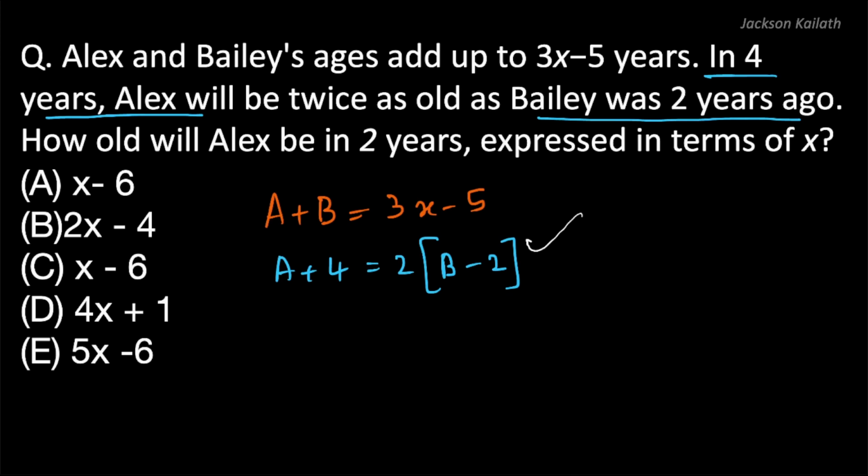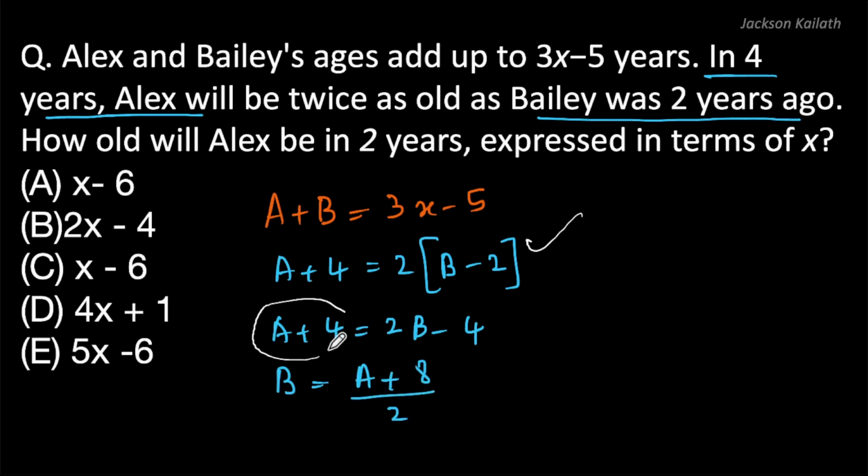So this simplifies to a plus 4 is equal to 2b minus 4, and b can be written as a plus 8 by 2, right? So you have a plus 4 over here. When you take this 4 to the left hand side, this becomes a plus 8, and then you take this 2 to the left hand side, so that's how you get by 2 over here. So b is equal to a plus 8 by 2.